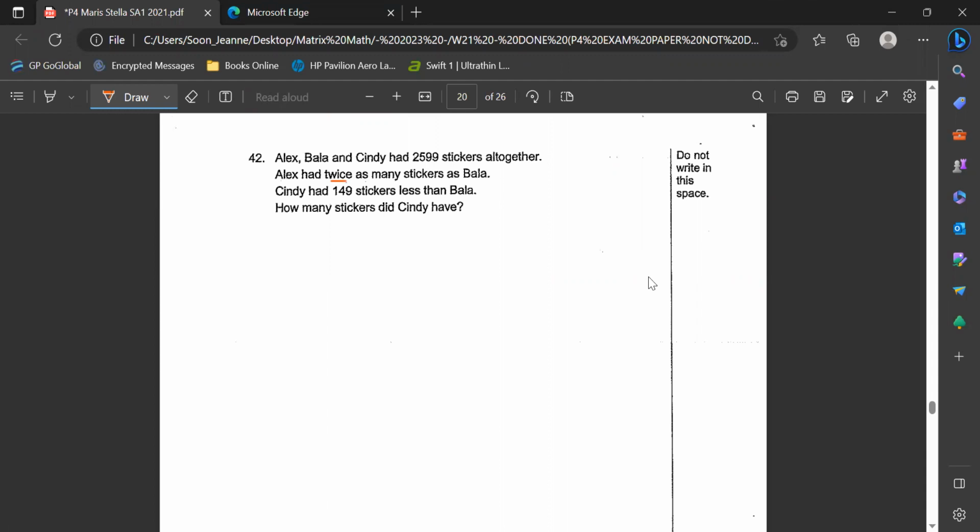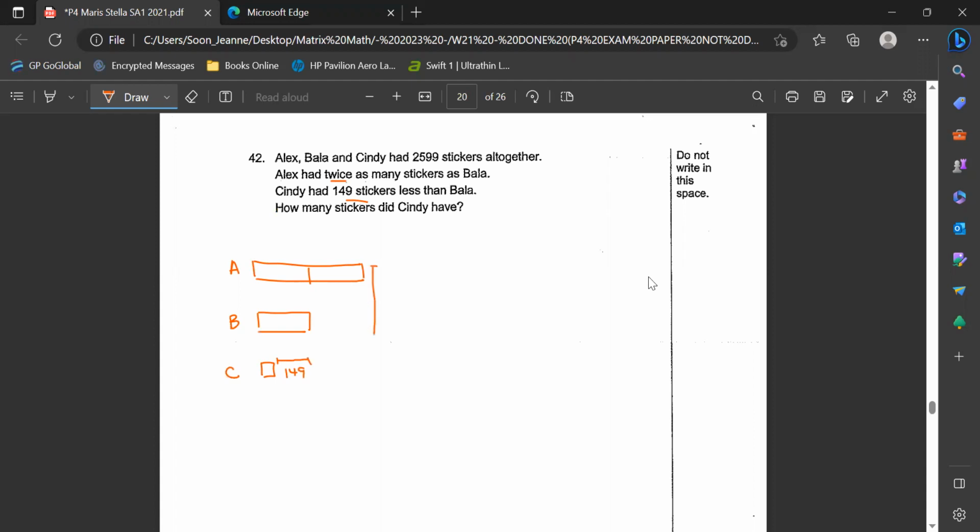Okay, it says here Alex has twice of Bala. So Alex has twice, I'm going to draw 2 units for Alex, 1 unit for Bala. But Cindy, it says 149 less than Bala. So Cindy will be short a little bit only. And the difference between Bala and Cindy is 149.